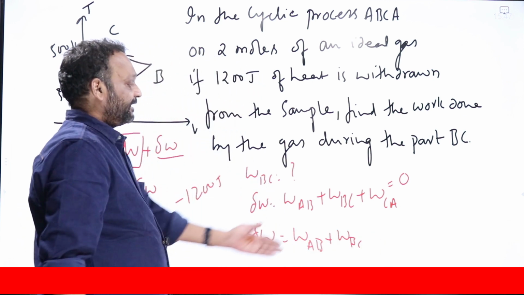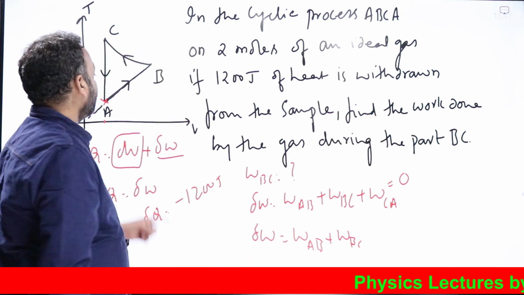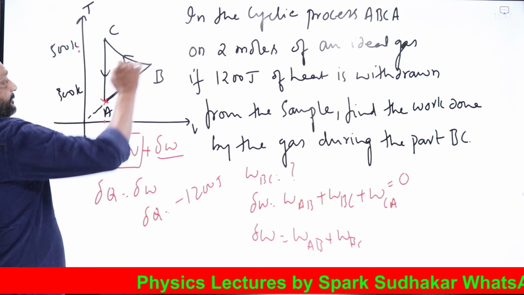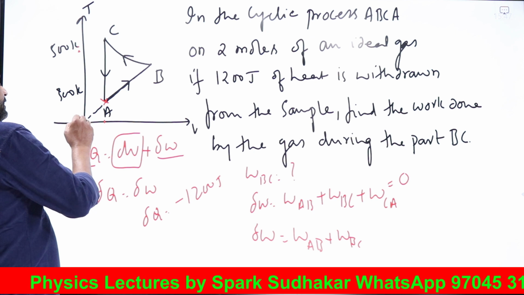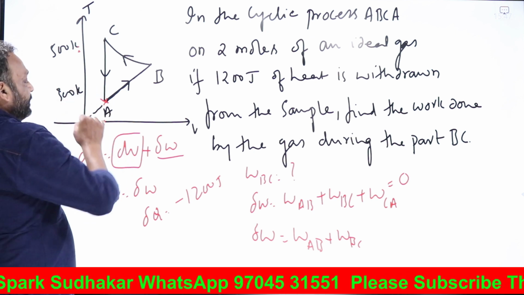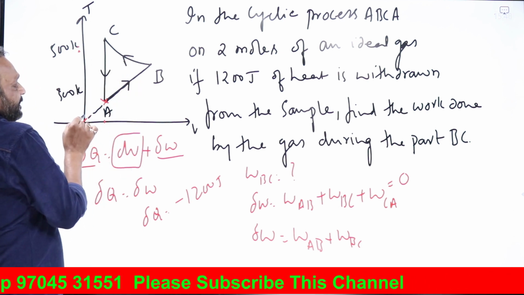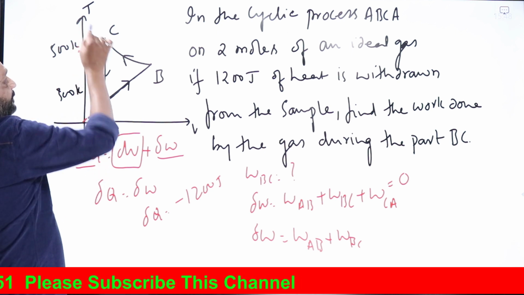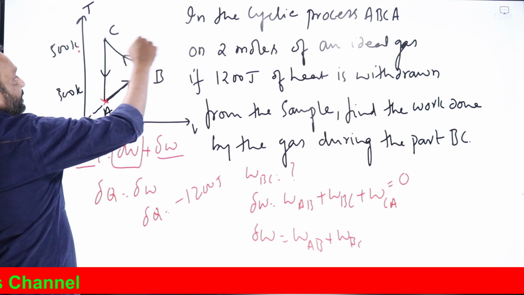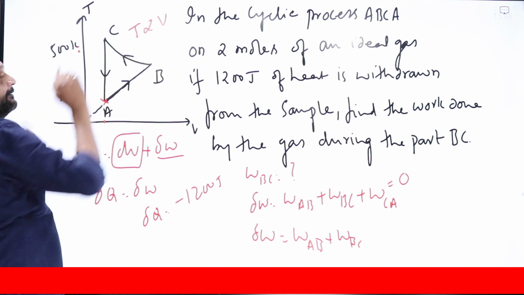The problem is, he's asking us for W_BC only. That means we have to find out W_AB. Now look at what type of process W_AB is. He has given that it is a straight line. He has given one more hint: the line is passing through the origin. He has given the extrapolation like this. When a straight line is passing through the origin, what we can say is that temperature and volume are directly proportional to each other. For any straight line like this, I can write T is proportional to V on this line.